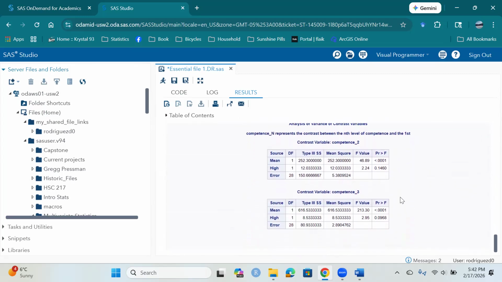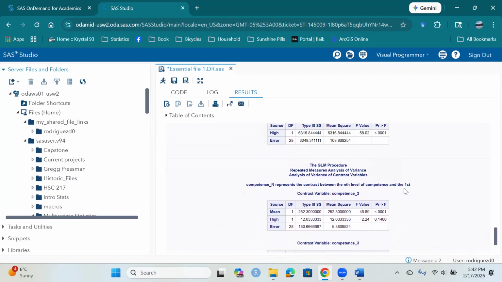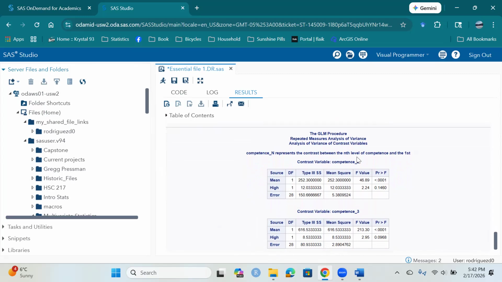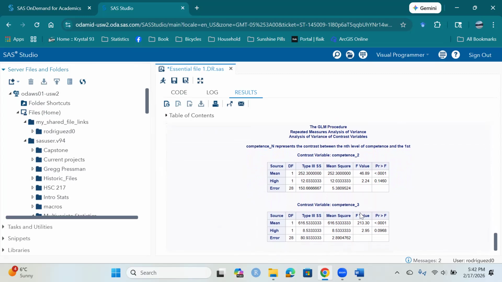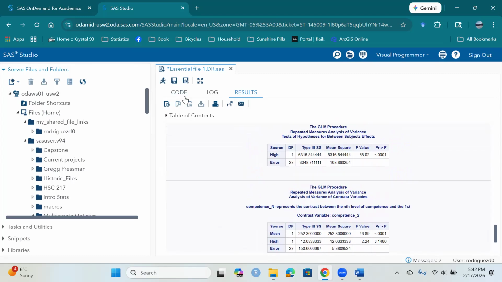All right, cool. Actually, let me just go back for a second. We do this comparison second to first and third to first. And we see that there's a difference in competence between second and first, but the interaction is not significant, which we already know. And then from third to first, there's also a difference, which we'd expect, but there's a non-significant interaction term. Okay, cool.